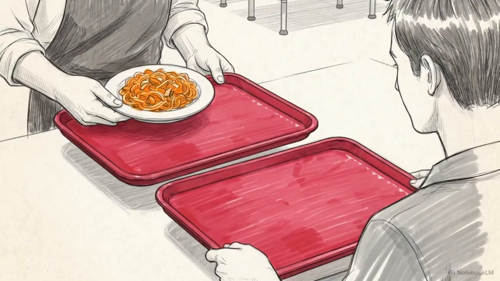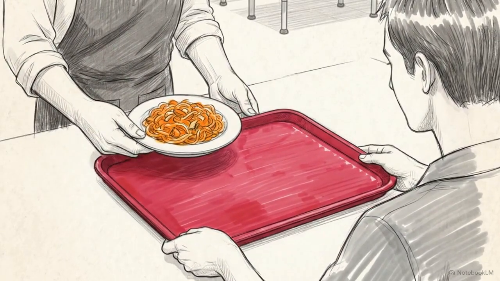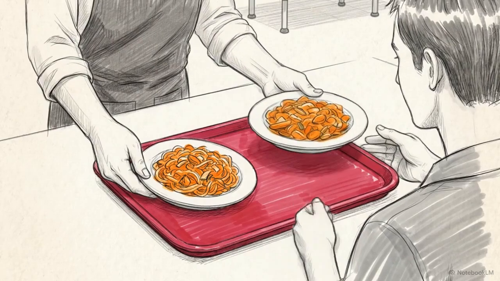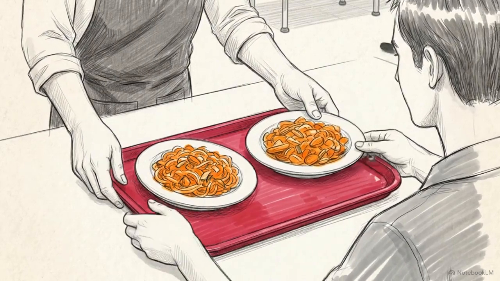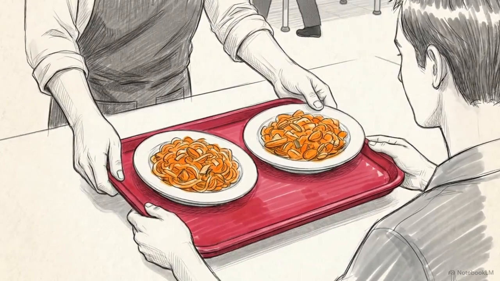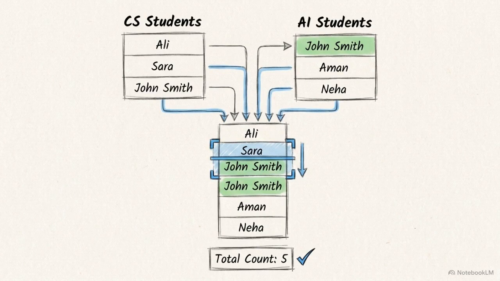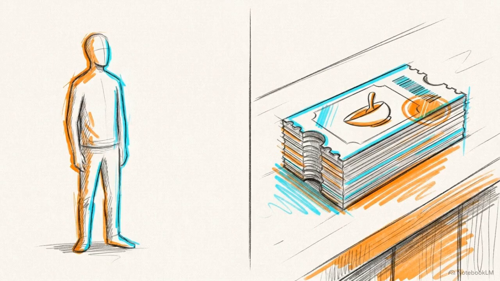Now, imagine your goal changes. You aren't sending invitations, you're buying meal tickets. If John Smith is in 2 clubs, he gets 2 meals. For this, you use Union All. This command stacks the lists but keeps every single row exactly as it is. John Smith stays on the list twice, ensuring your final count includes every single enrollment. So you use Union when you need a list of unique people, and Union All when you need to count every individual transaction.